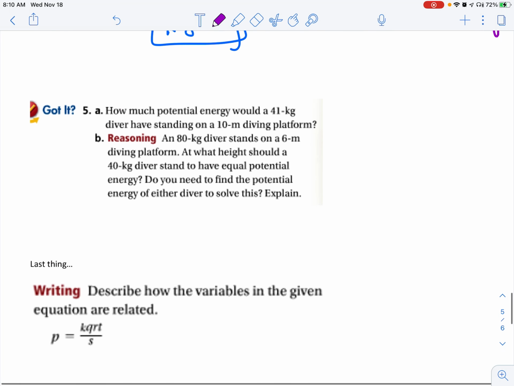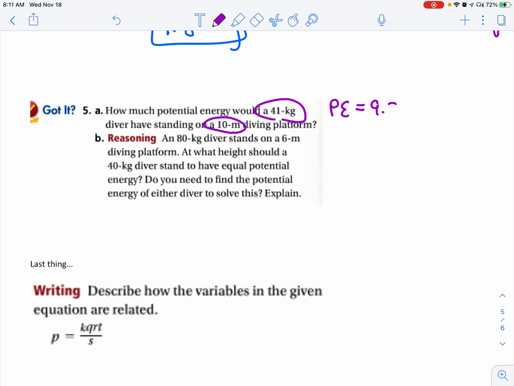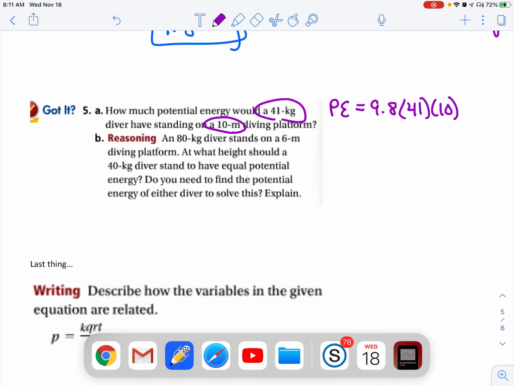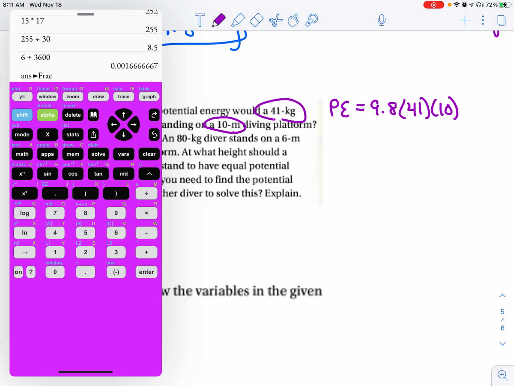So let's look at Got It number 5. How much potential energy would a 41 kilogram person have on a 10-meter diving platform? We would do potential energy equals 9.8 times their mass times their diving board height, and then we would get an answer. My hope is that you're plugging this in too.